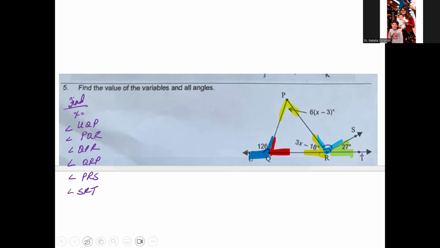Okay, out of these angles, which angles are already given to you? Like with a number. With an actual number. 27. What's another one? Okay, there are two angles they give you that have letters. What are those? Yeah, you could write those down. Just write those down. It's fine.